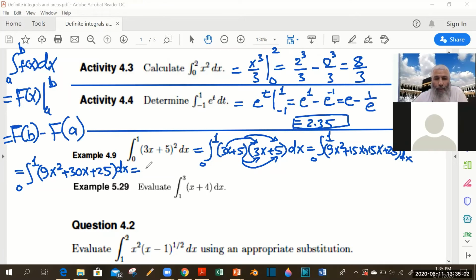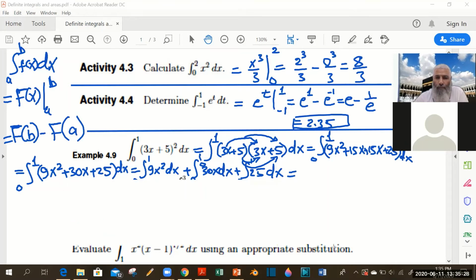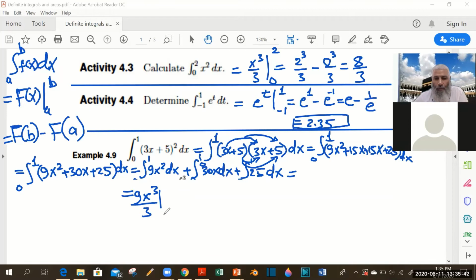Okay? Now, integration. This is like this: integration from 0 to 1 of 9x squared dx plus integration from 0 to 1 of 30x dx plus integration from 0 to 1 of 25 dx. Then we have 9x cubed over 3, plus 30x squared over 2, plus 25x, from 0 to 1.